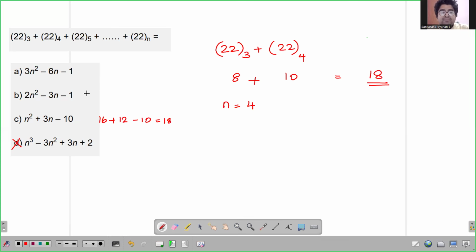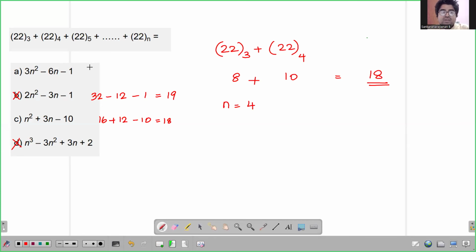Look at B. 4 square is 16, 16 2s are 32, minus 3 into 4, that is 12, minus 1. 32 minus 12 is equal to 20, minus 1 is equal to 19. It's not 18. So B can be eliminated.